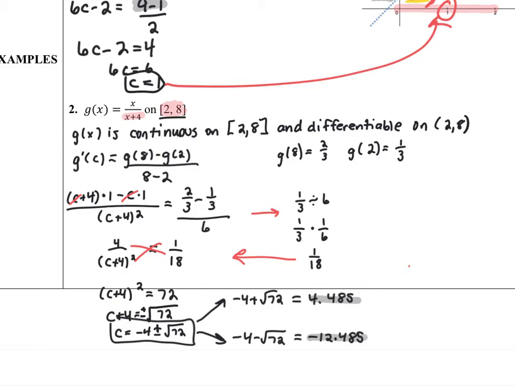However, I have to take a look at my interval from 2 to 8, and I see that my second answer actually is not on this interval, so that is not an answer I would present, and I would go with this one answer right here. So when you're doing these and you're giving your final answer, make sure whatever answer you give is on the interval that's given in the very beginning of the problem.